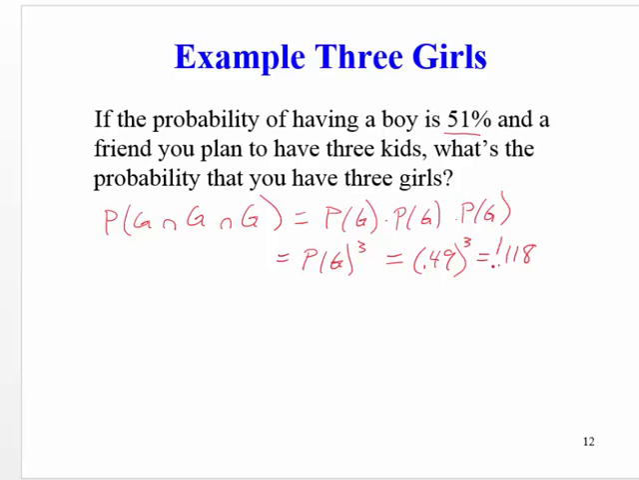0.118. Okay, so if they're independent, you can just multiply them. And that's the idea there.